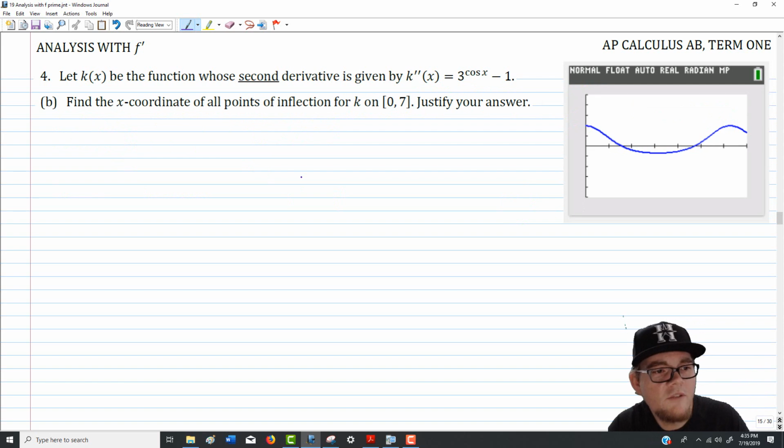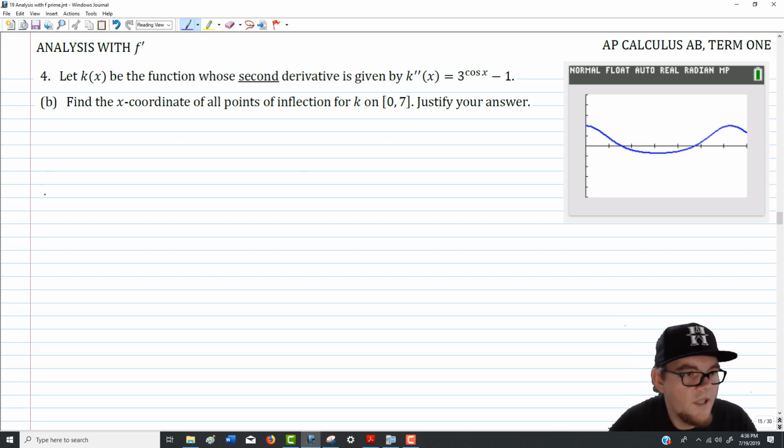Okay, and finally that brings us to the last question we're going to address together in this video solution set. That is 4b. It says find the x-coordinate of all points of inflection for k on 0 to 7, and to justify our answer. So let's think about this a little bit and start to work our way through. So we're going to find all the potential points of inflection on 0 to 7.